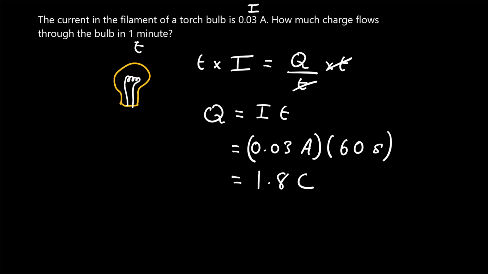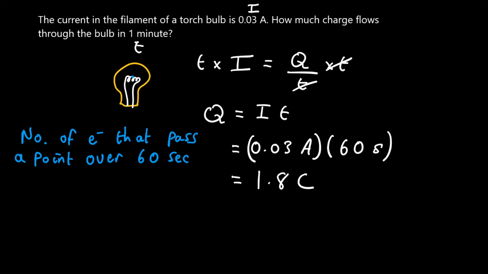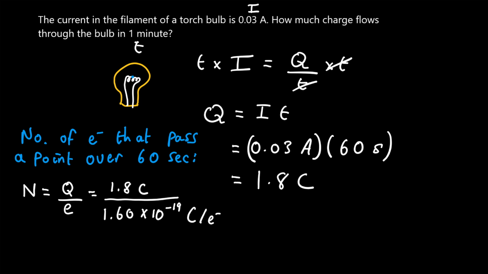Now, what does this mean in terms of the number of electrons flowing through this circuit? So B, calculate the number of electrons that passes a single point on this filament over the course of 60 seconds. So the number of electrons that flows past any point in 60 seconds is equal to this formula here. Because we already know the charge of an electron, we get a value of 1.1 times 10 to the 19 electrons.